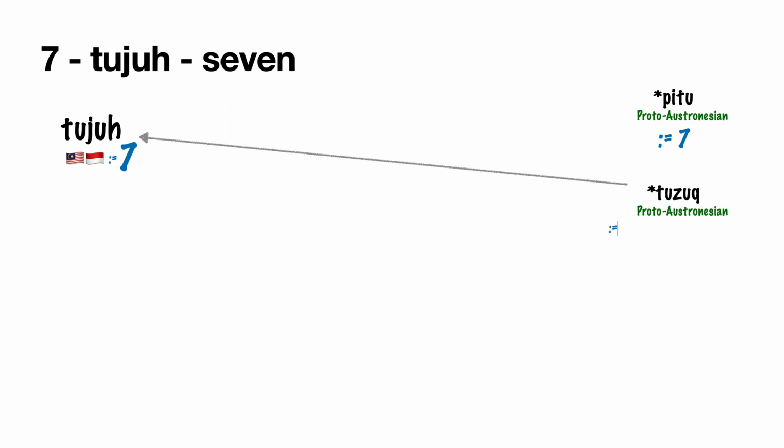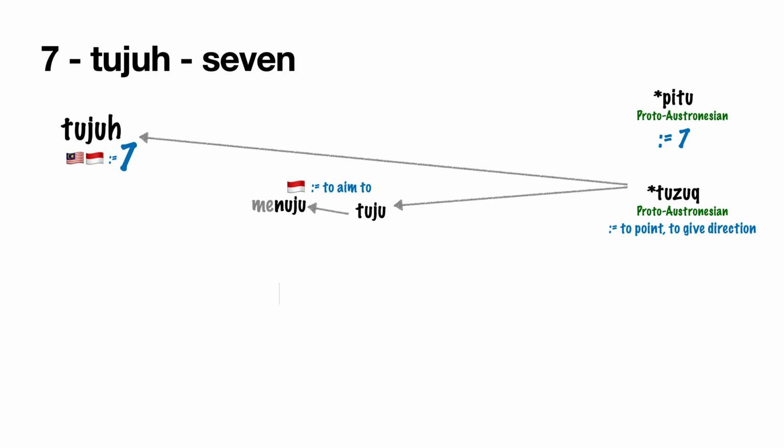7. While most Austronesian languages have pitu as their Proto-Austronesian root for 7, Indonesian word tujuh for 7 comes from Austronesian root tuzu, means to point or to give direction. It has the same root of Indonesian word tuju or menuju, means to aim to, or tuju with suffix an becomes tujuan, means goal or purpose.